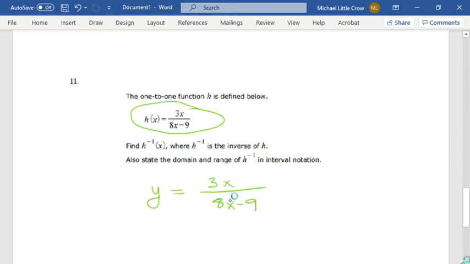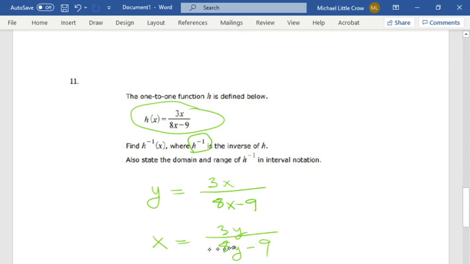We swap the x and the y, so y is now going to be x, x is now going to be y. And now we need to solve for y. Again, in a sense, this is the inverse function. It just hasn't been solved for y, so we don't really have it in that form.